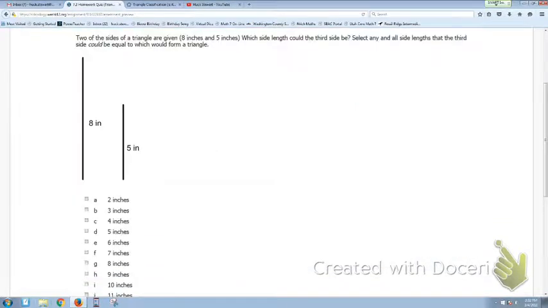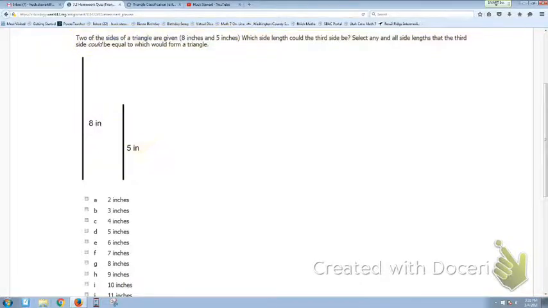Okay, this is question number 3. It's a long one, so I will make sure I talk. Two of the side lengths of a triangle are given, 8 inches and 5 inches. Which side length could the third side be? Select any and all side lengths that the third side could be equal to, which would form a triangle.